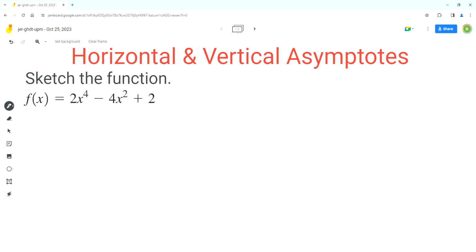Now since this is a polynomial function, it won't have any holes or vertical asymptote. So there's no hole or vertical asymptote. And since it's a polynomial function, it won't have any horizontal asymptote or oblique asymptote as well. There won't be any horizontal and oblique asymptotes.